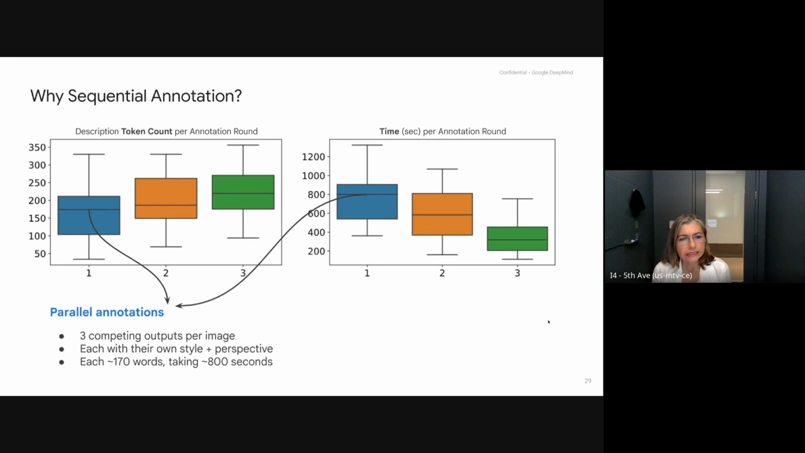When we have 3 annotators writing descriptions for the same image in parallel, we would have 3 competing image descriptions per image. And this is not really good because each will have its own style, its own perspective, and each comes with its own pros and cons. Also, with these parallel annotations, each description has around 170 tokens, and it takes around 700 seconds.